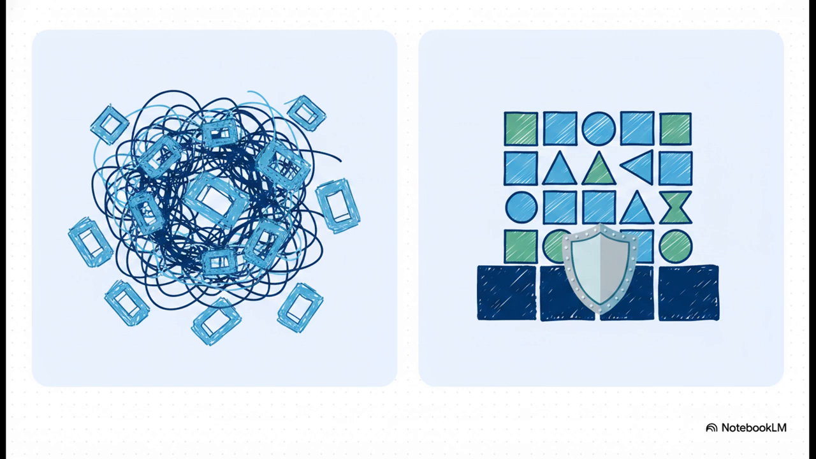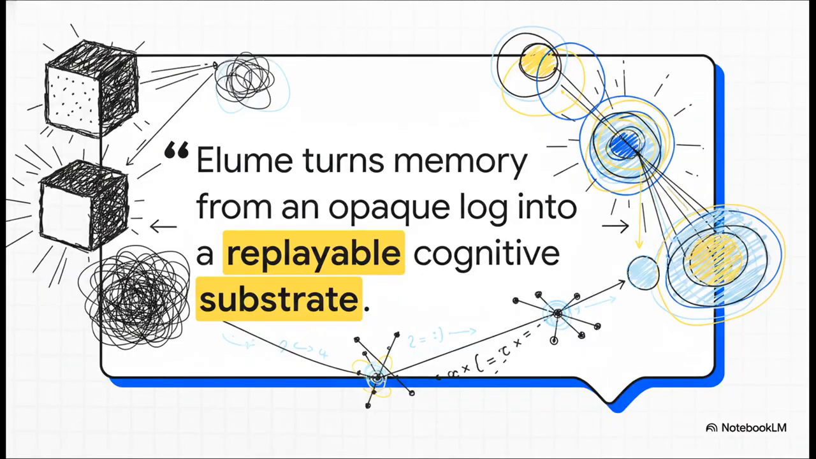But Elume approaches this entirely differently. It forces memory to become a rigorously typed, immutable foundation. It takes those loose dictionaries and replaces them with a completely auditable framework. To put it simply, and this is the core philosophy here, Elume turns agent memory from an opaque log into a replayable cognitive substrate.